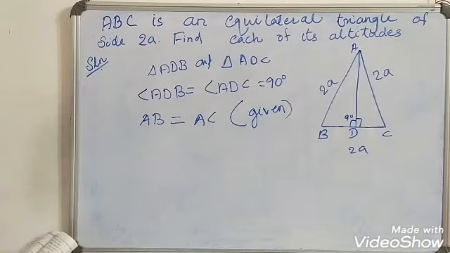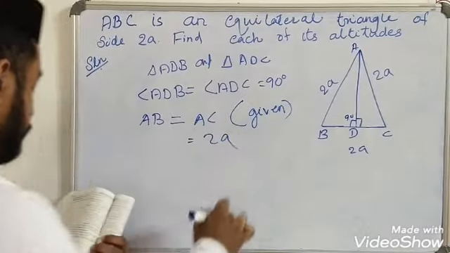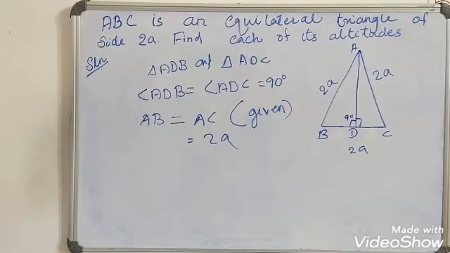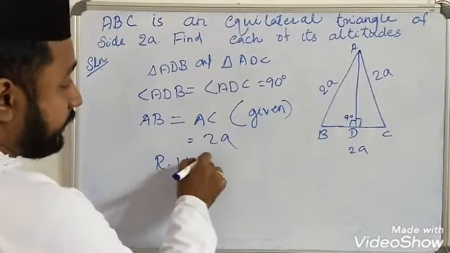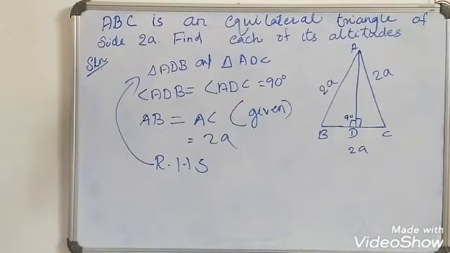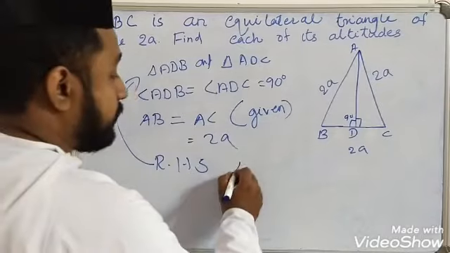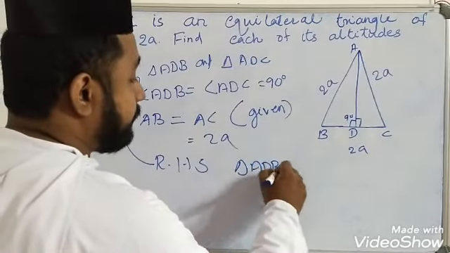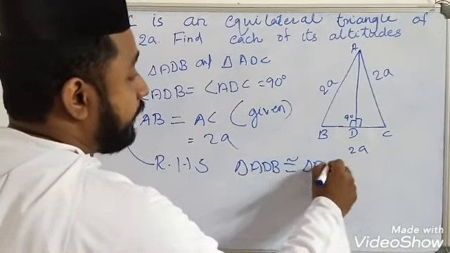So angle ADB is equal to angle ADC, and AB is equal to AC, which is equal to 2a. Both are given. So these two triangles, triangle ADB and triangle ADC, are congruent by the RHS congruence criterion.